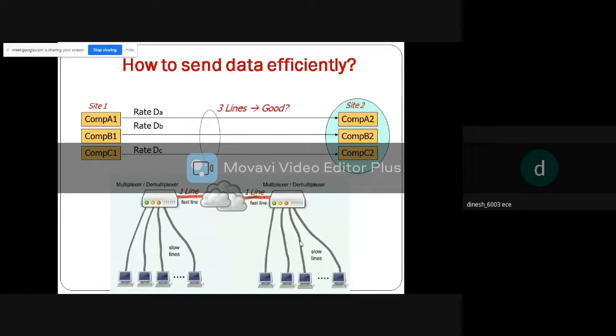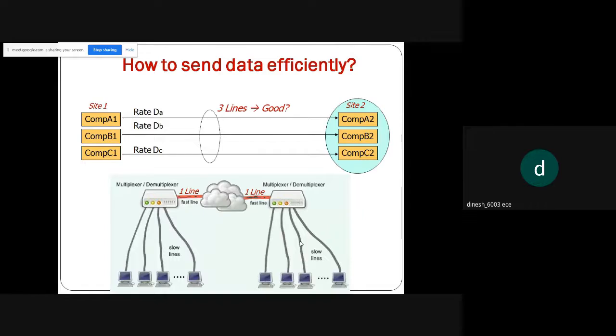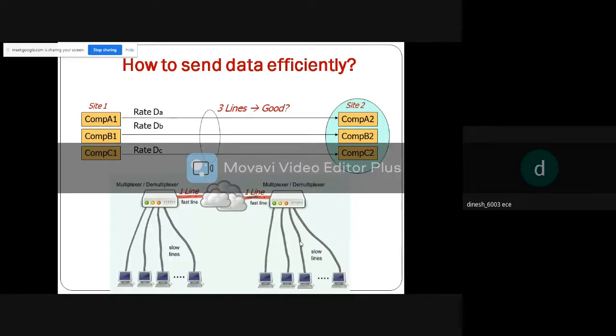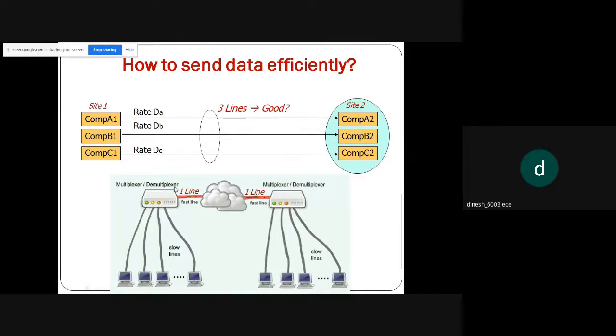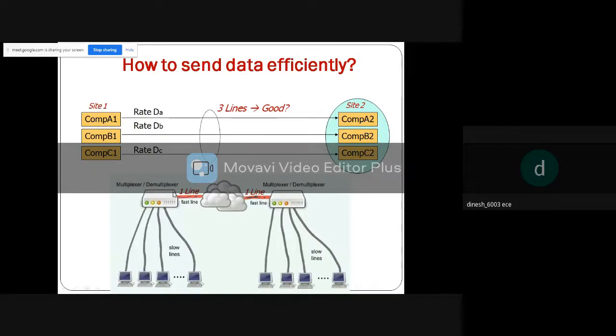You can see computer A, computer B, computer C are operating on three lines, which go from site 1 to site 2 with the data rates DA, DB, DC. So this is how you can see a multiplexer, demultiplexer. All the PCs or systems are connected, then they are traversed in a fast line or single line.